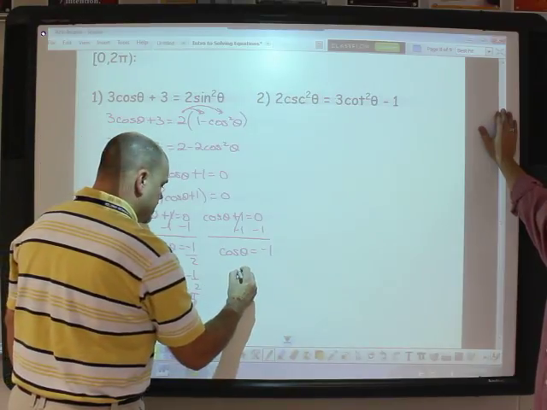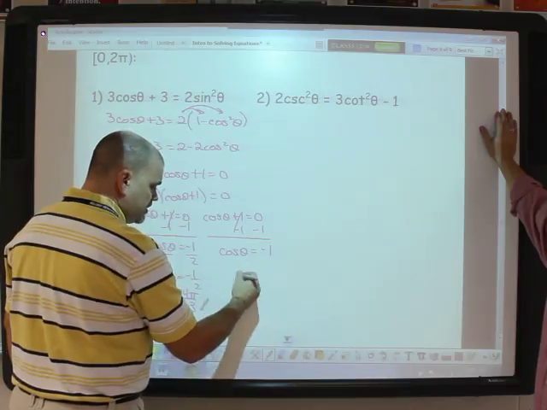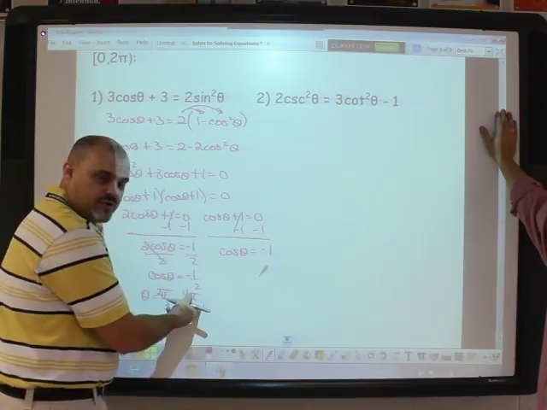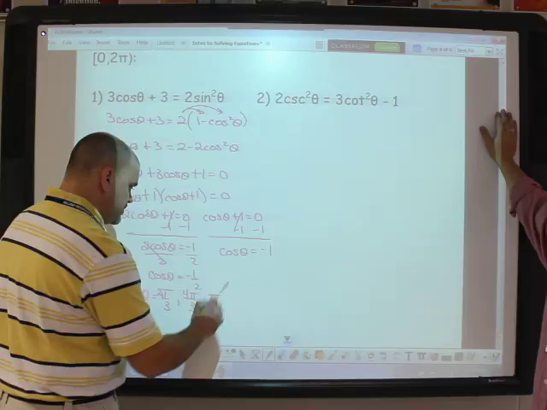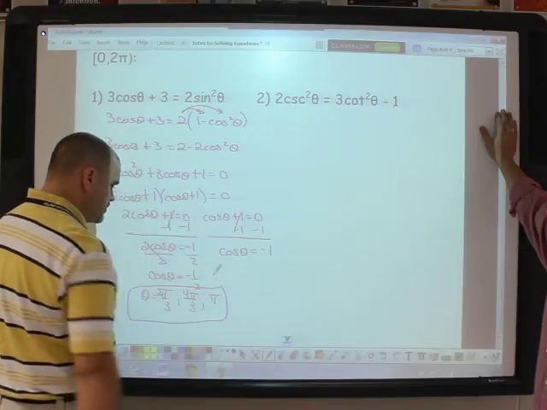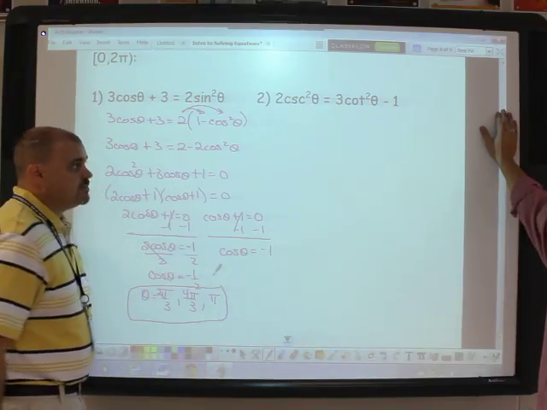And then cosine is negative 1 at pi. I just kind of come here and put the comma at pi. So there are my answers: 2 pi over 3, 4 pi over 3, and pi.